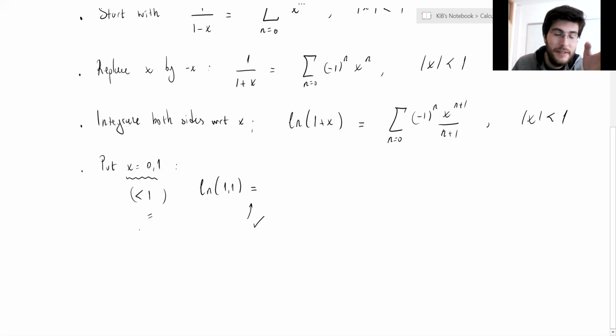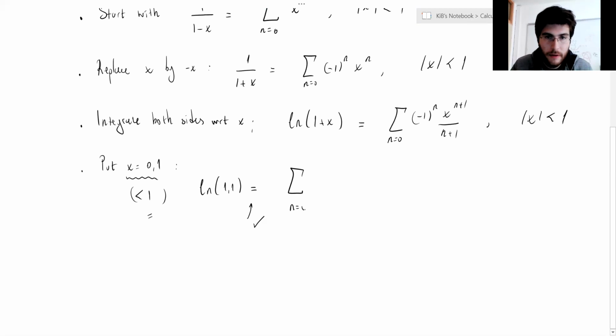This value is in your interval of convergence. Therefore, you can use this equality. Otherwise, it's not always true. For instance, for x equals 2, you cannot say that left-hand side and right-hand side are equal. Okay. Since we are in the radius of convergence, we are done.